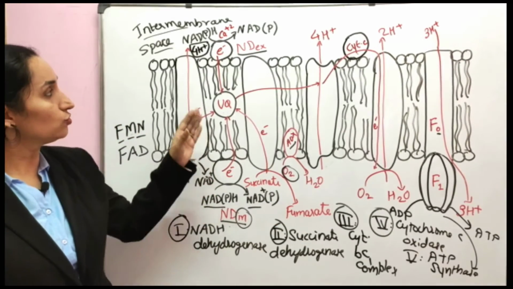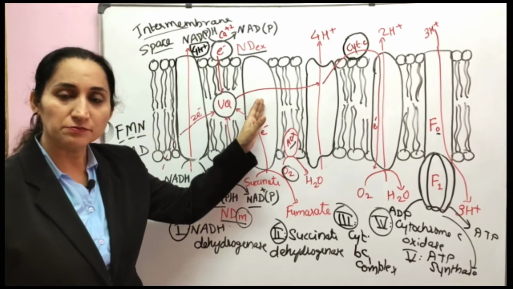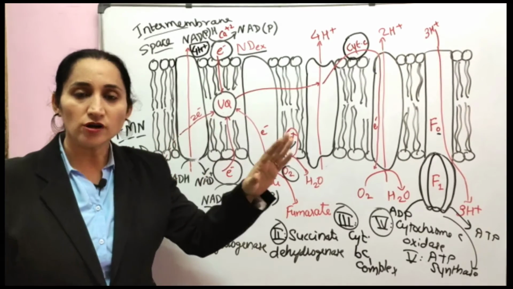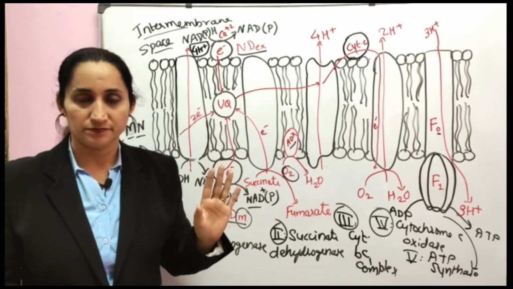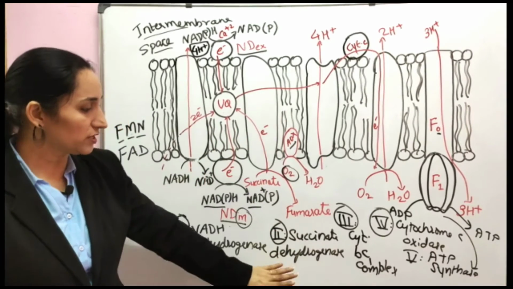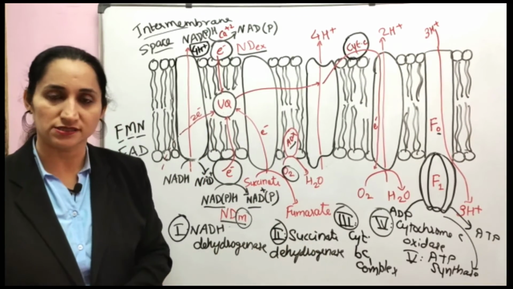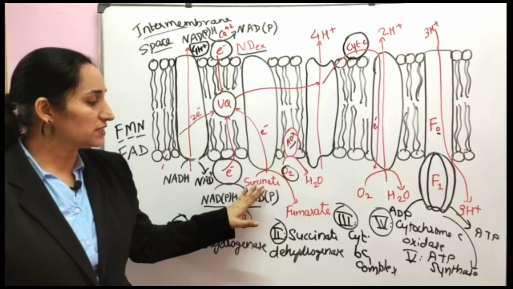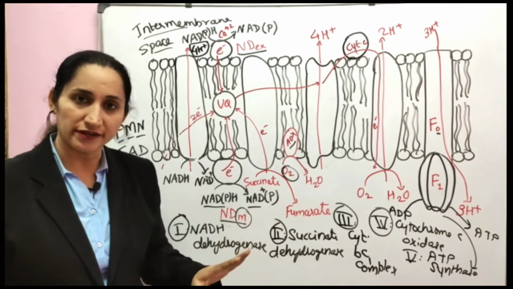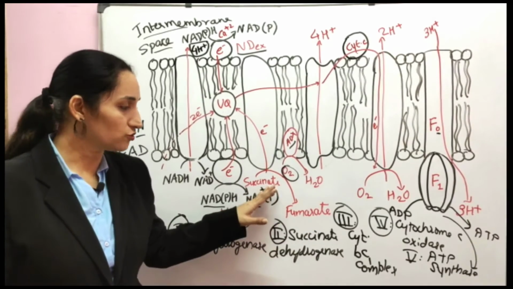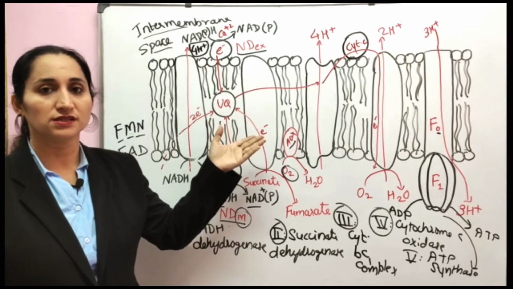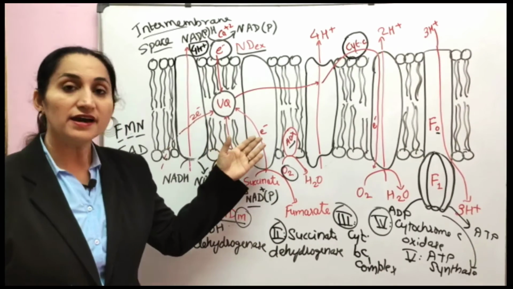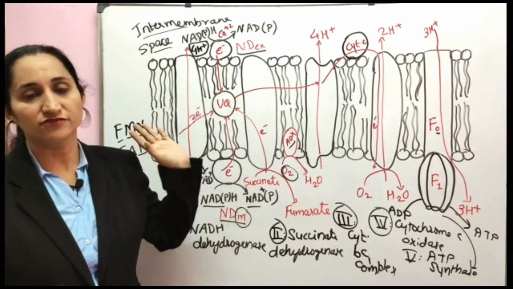Now let us move to complex number 2. Complex number 2 does not pump protons. Complex 2 is known as succinate dehydrogenase. In complex number 2, succinate is oxidized to fumarate. During the oxidation of succinate, the electrons are transferred to ubiquinone via FADH2 and iron sulfur centers.